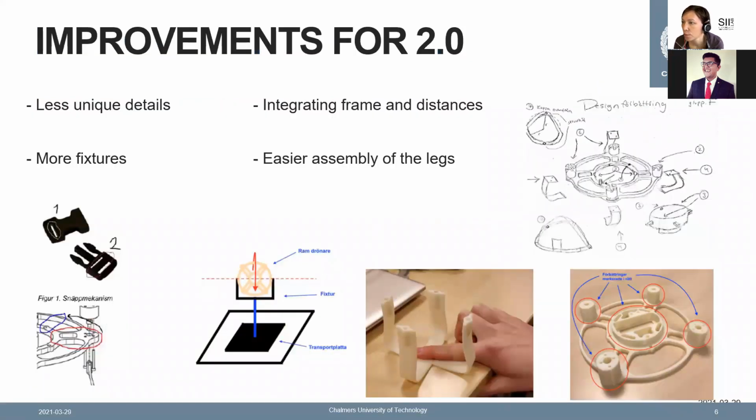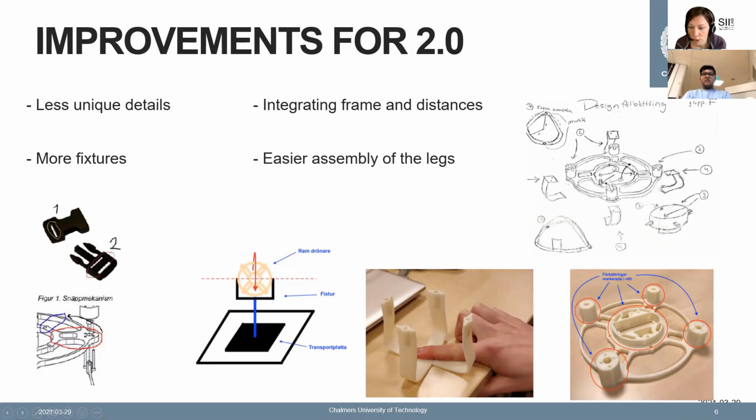But we also wanted to have a more automated assembly, so that's why we did some improvements for the drone 2.0. We actually got help from students. Over 200 students made suggestions on how to improve the drone based on the DFA2 method. Some of them were fewer unique details, more fixtures, integrating different details, for example, the distances that we used into the frame, and easier assembly of the legs. So these kinds of solutions.